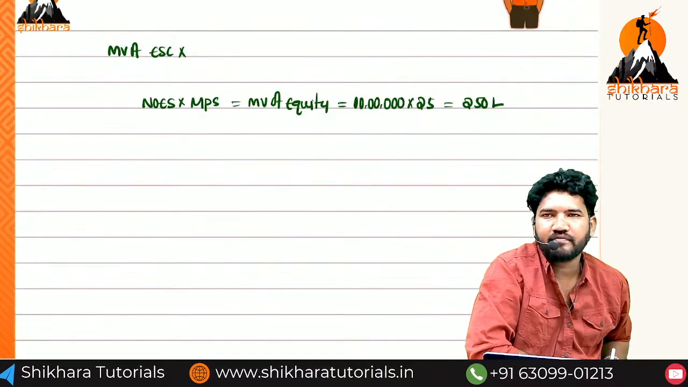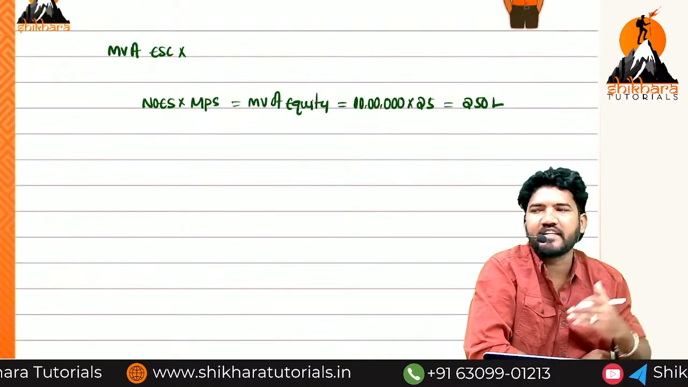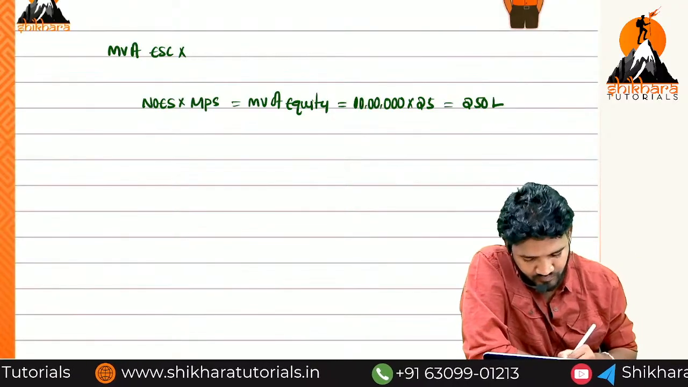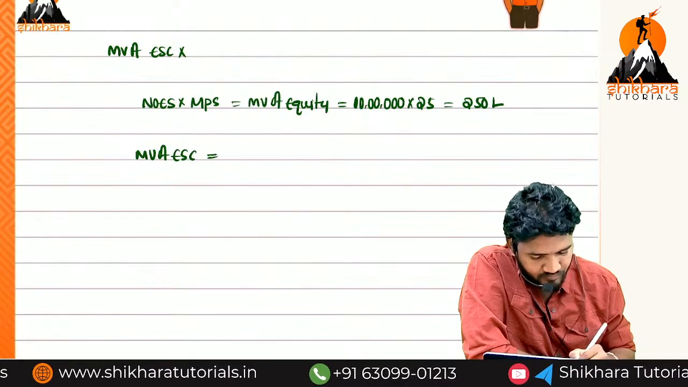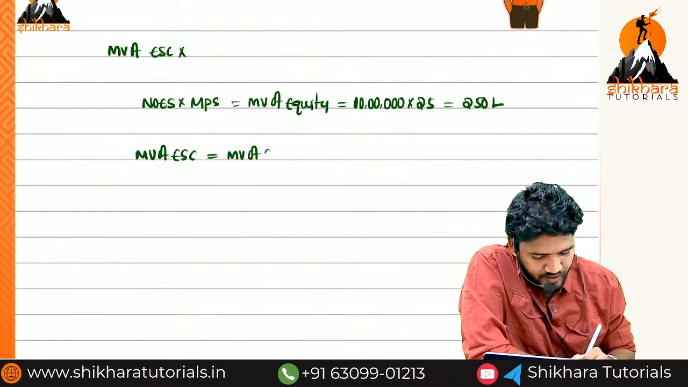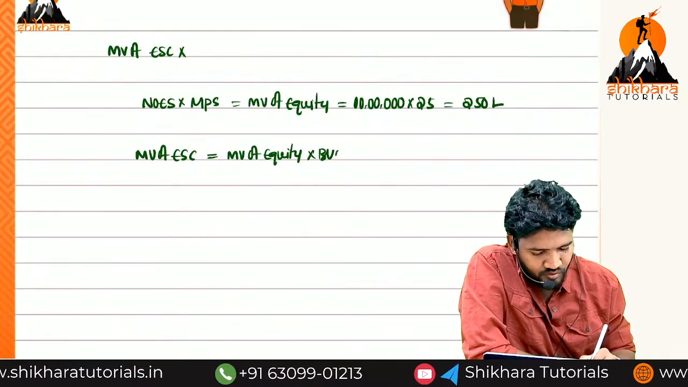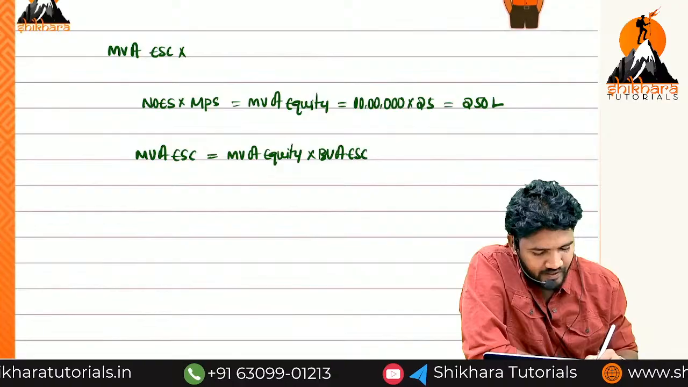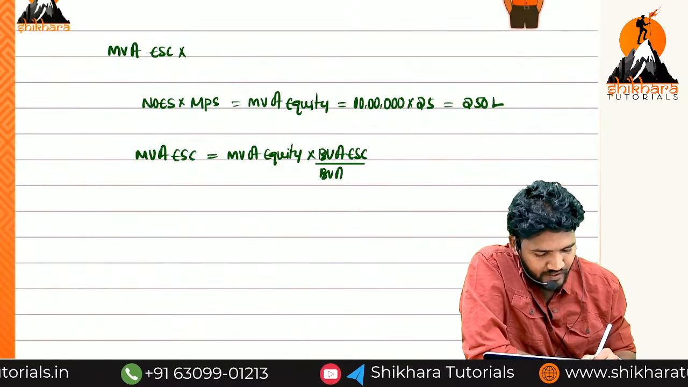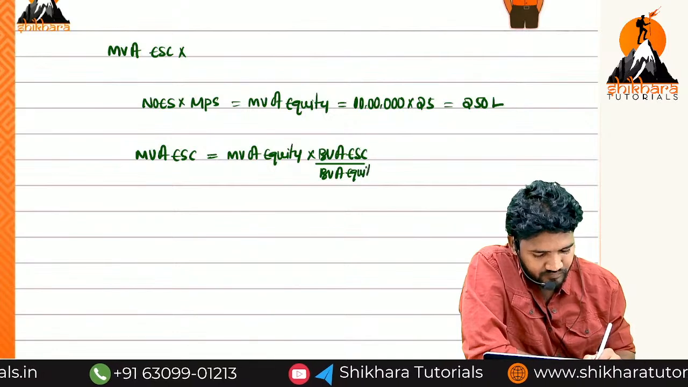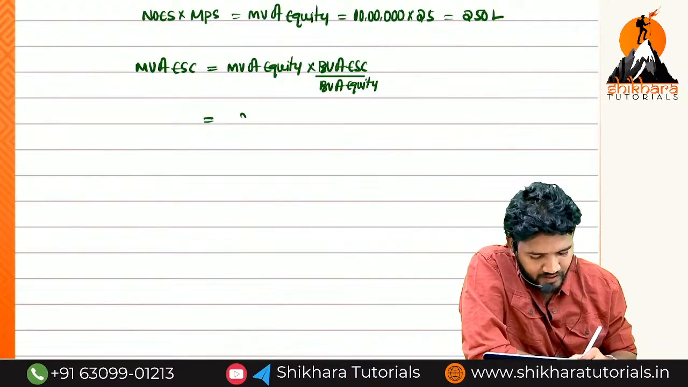Now I want the equity share capital portion and the retained earnings portion. Market value of equity share capital equals market value of equity into book value of equity share capital divided by book value of equity. Market value of equity you already calculated: 250 lakhs.